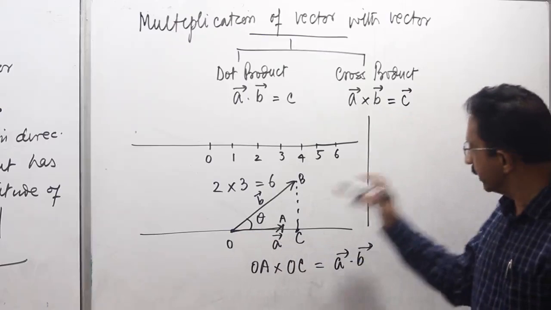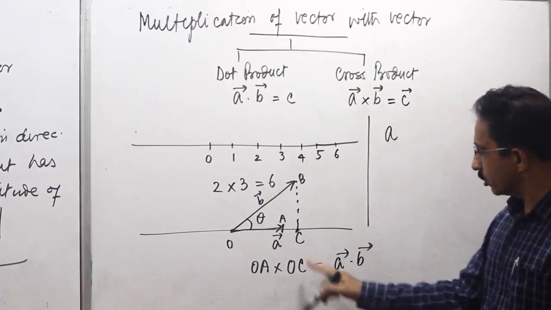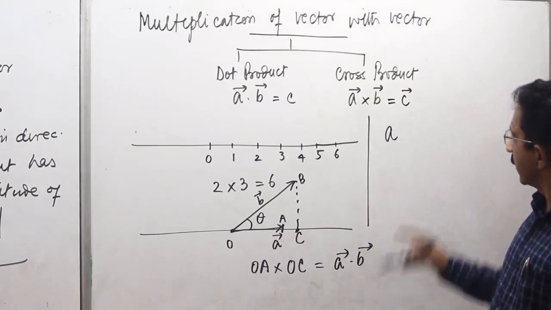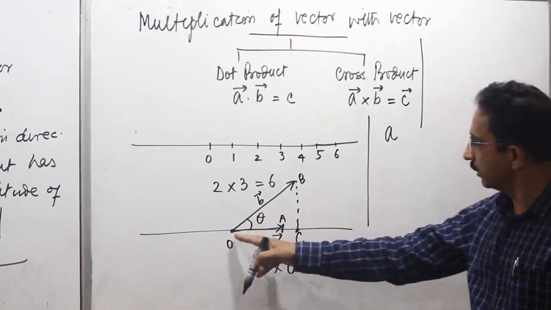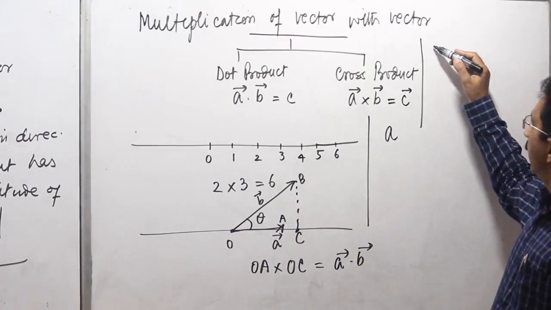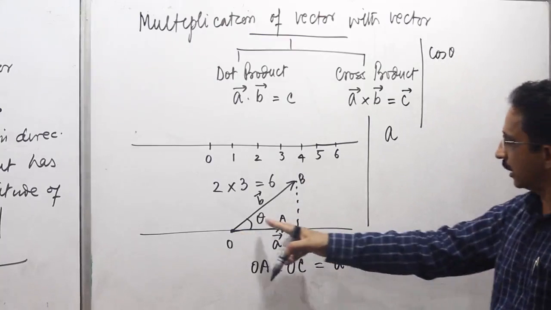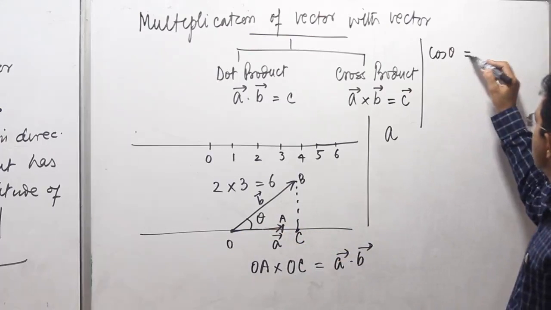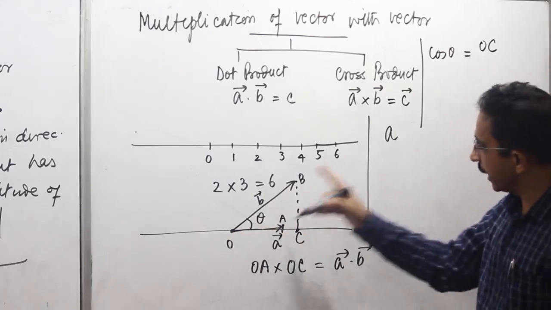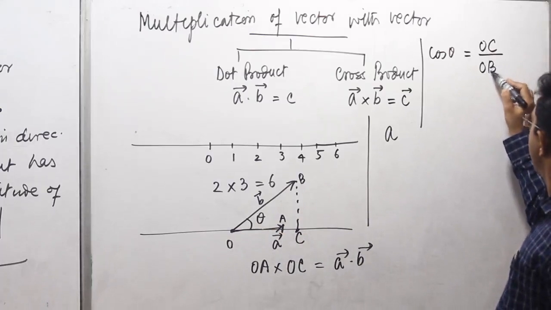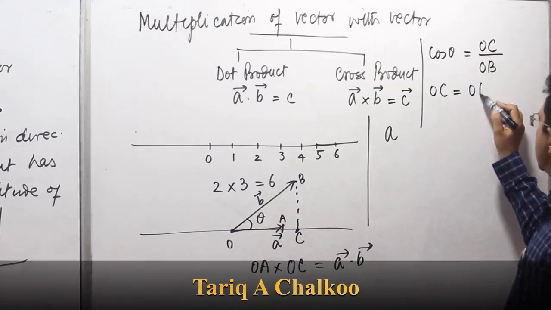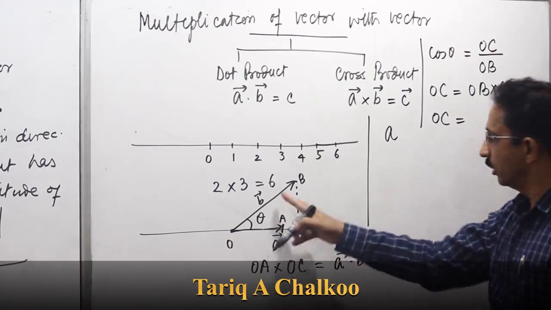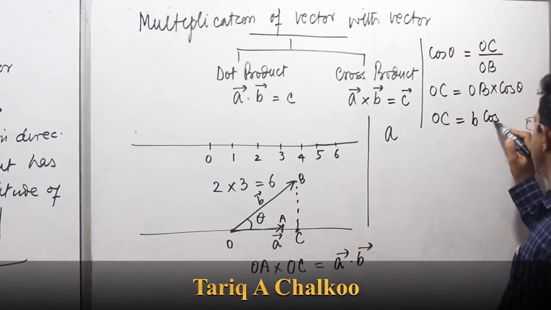Now what is OA? OA is magnitude of vector A. And what is OC? OC now we have to see that what is OC. OC का meaning हम ऐसे निकाल सकते हैं कि I can use the right triangle OBC. So I can say the cos of angle theta, that is cos theta, is equal to base, that is base OC divided by hypotenuse OB. So OC becomes equal to OB cos theta, or OC becomes equal to, now you see OB is equal to B, so it is B cos theta.